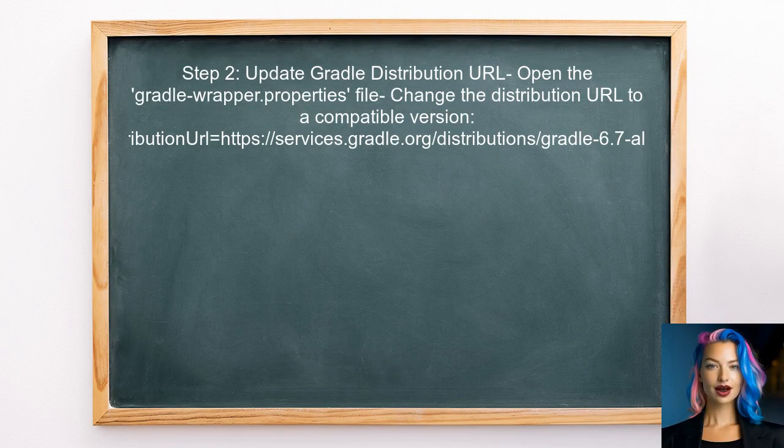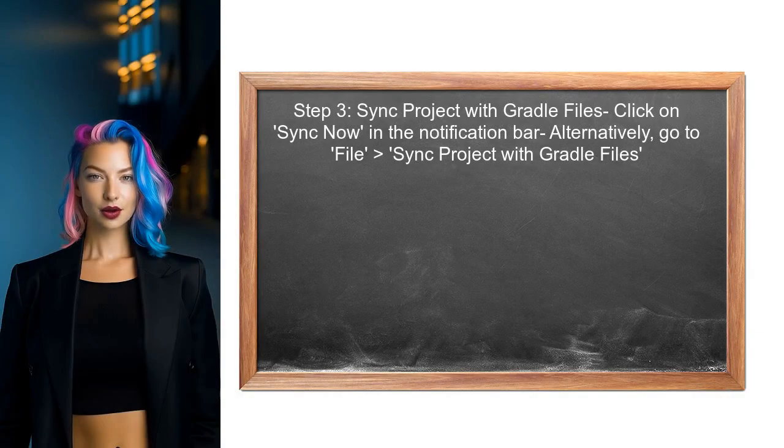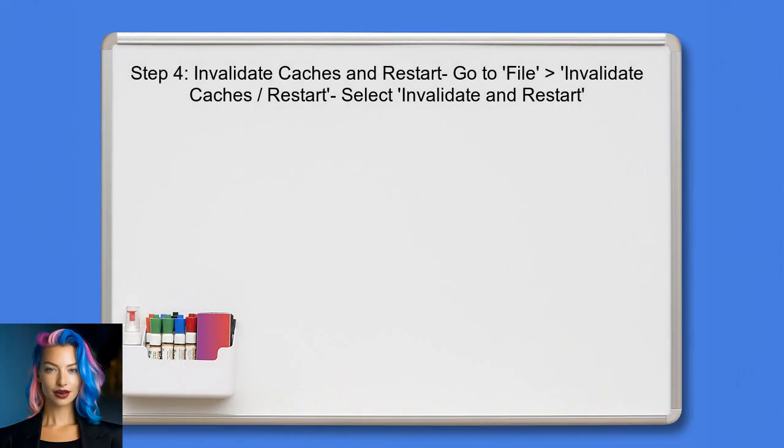Next, the user needs to update the Gradle distribution URL in the project's Gradle settings. This can help in fetching the correct version of Gradle. After updating the Gradle distribution URL, the user should sync the project with Gradle files. This step is crucial for applying the changes made. Finally, if the issue persists, the user may need to invalidate caches and restart Android Studio. This can resolve any lingering issues.